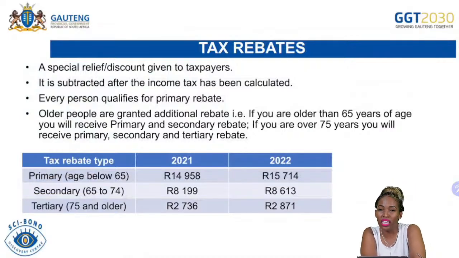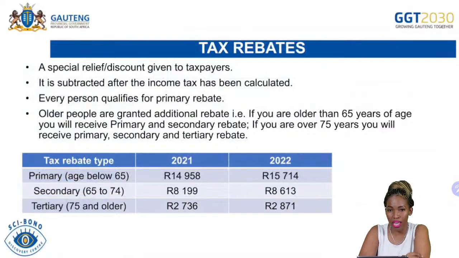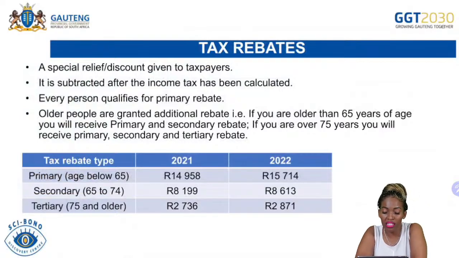Every person qualifies for primary rebate. Not really every person, but every tax payer. So everyone that is paying tax qualifies for a primary rebate. It doesn't matter how old they are. Older people are granted additional rebate. That is, if you are older than 65, you will receive primary and secondary rebate. If you are 75 years, you will receive primary, secondary, and tertiary rebate.